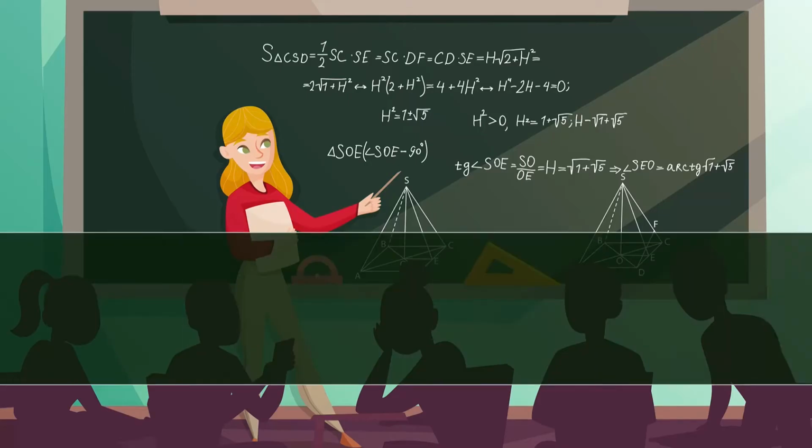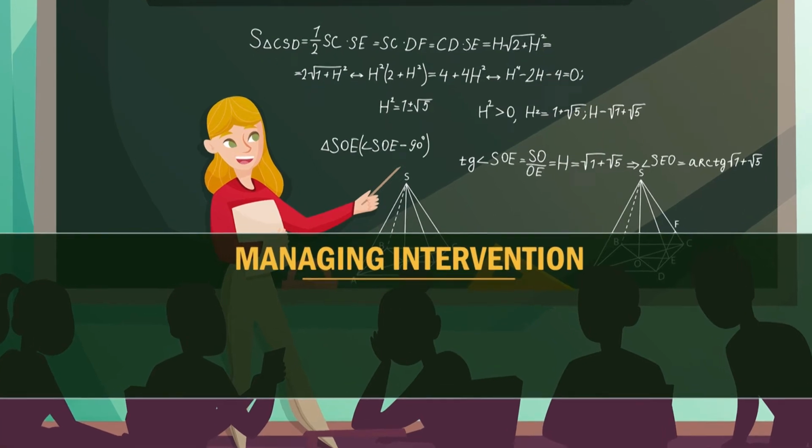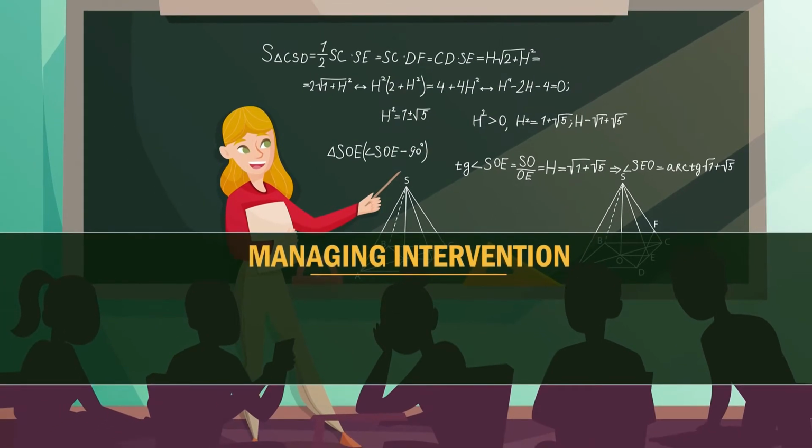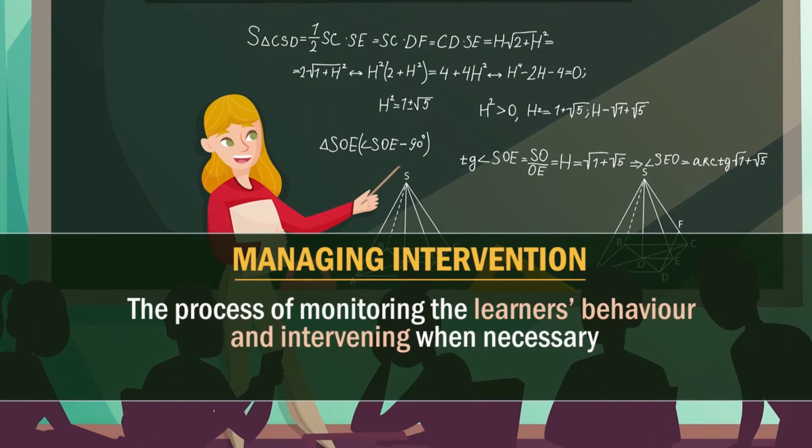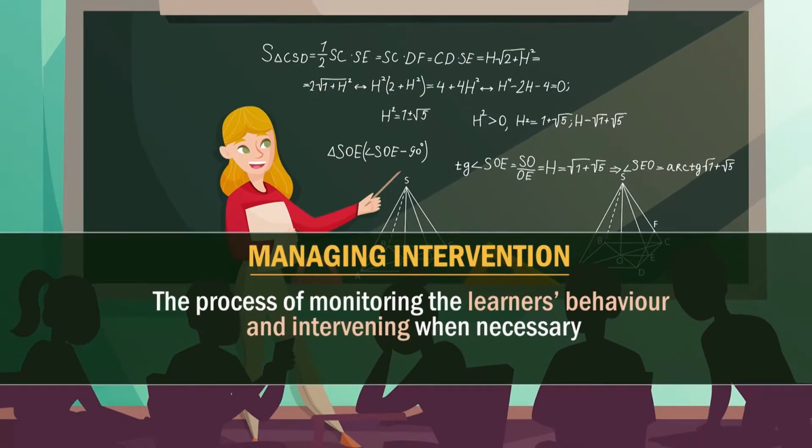The third factor is managing intervention. When you manage your classroom teaching learning, the process of monitoring the learner's behavior and intervening whenever necessary is very important, because in a classroom all the learners do not show similar behavior because they are not the same, their learning styles are not the same, their levels of understanding are not the same. So, if they have diversity in their understanding and in their learning style, it is also evident that there will be diversity in their behavior.